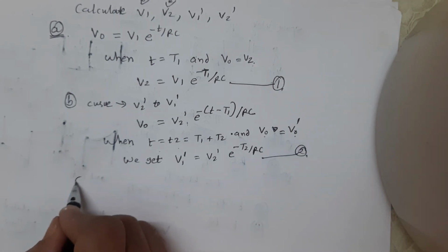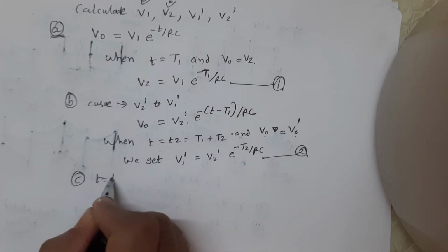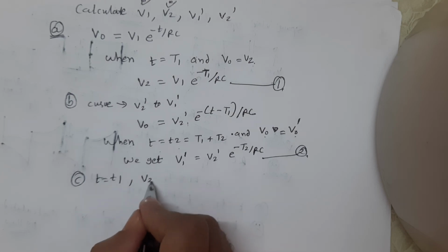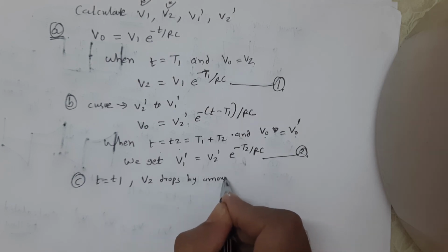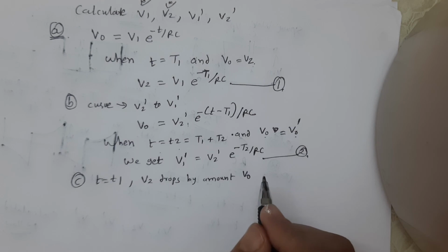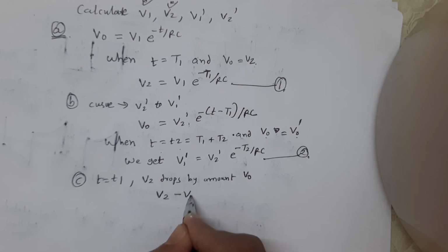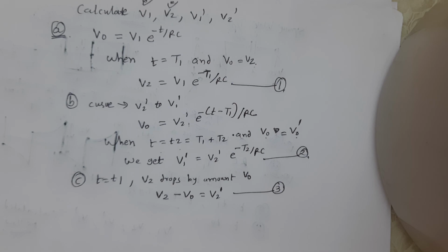Now the third one is C. At instant t equal to T1, V2 drops by an amount V0, so that the output voltage V2 dash is given as V2 minus V0, equal to V2 dash. In this way we get the value of V2 dash.